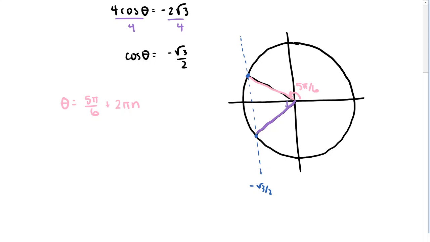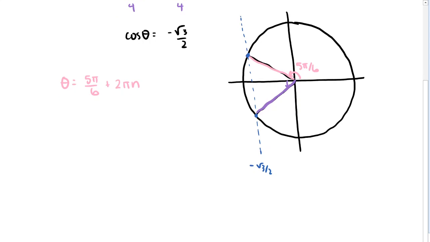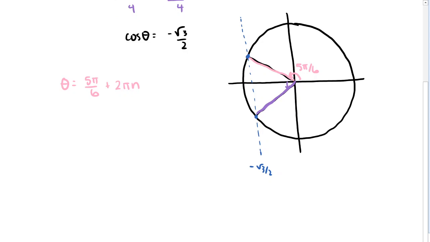Really, there's this 30 degrees added onto our 180 degrees. So this is really the same as 7 pi over 6 if we're just looking at the period from 0 to 2 pi. And so one solution to this equation would be 7 pi over 6. And any coterminal angle would also work, so 2 pi n added on to 7 pi over 6. And then there aren't any other points on this unit circle which correspond to an x-coordinate of negative square root of 3 over 2, so we found all of the solutions.